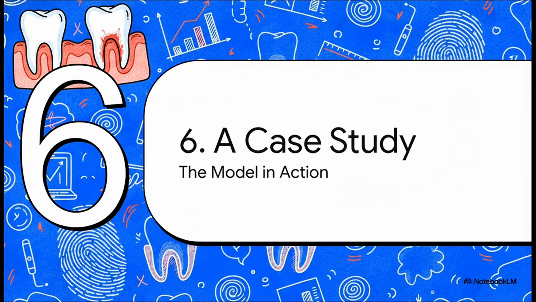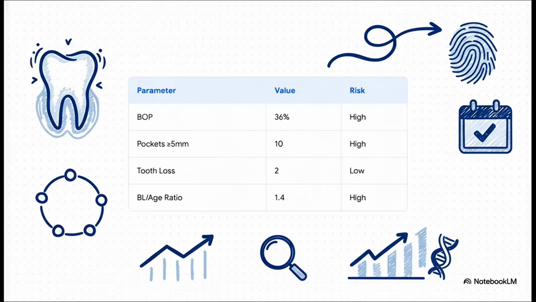Let's pull this all together and make it real. We're going to run through a quick case study to see this model in action. So meet our patient. She's a 27-year-old female, and she's a heavy smoker. Let's run her numbers. Her bleeding on probing is 36%. That's a check in the high-risk box. She has 10 pockets over 5 millimeters. Check, another high-risk factor. Her tooth loss is low, only 2, so that's good.